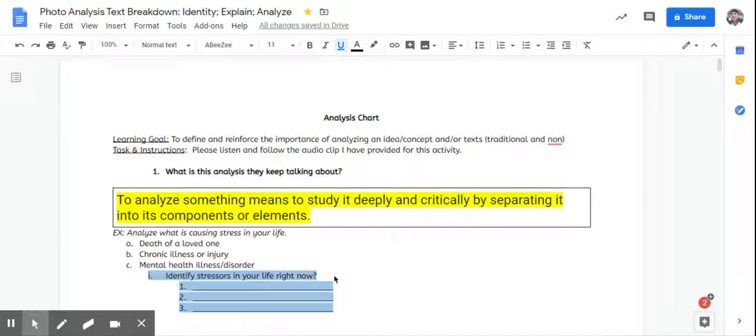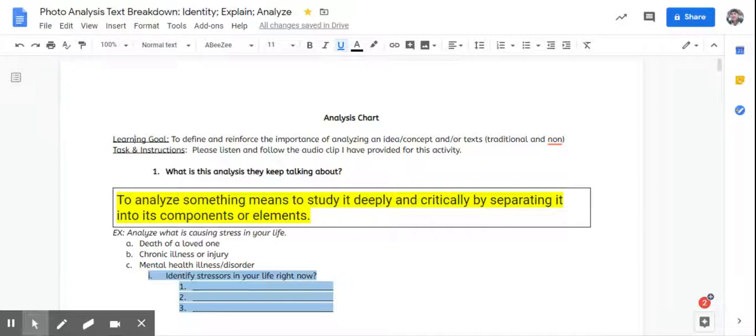I just got to keep practicing because you're going to be analyzing other pieces of text in English 10, English 11, English 12, and then beyond, and of course in other classes. Did I just mention that? I may have, but it bears repeating.